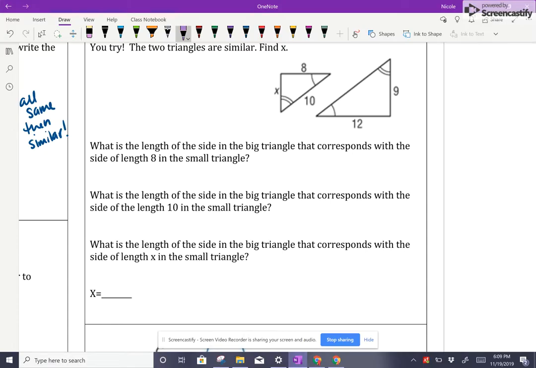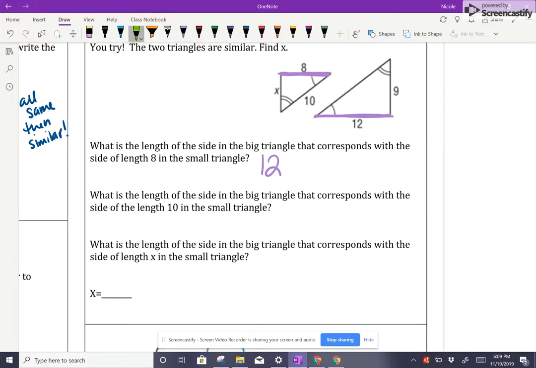Looking at where 8 is on the small triangle, it is touching our single hash mark angle and what looks to be a right angle. We can't say it's a right angle, but it looks like it. So that side is going to correspond with the side that has the one angle marked. And so 8 corresponds to 12. So 12 is our answer, the length of the long side.